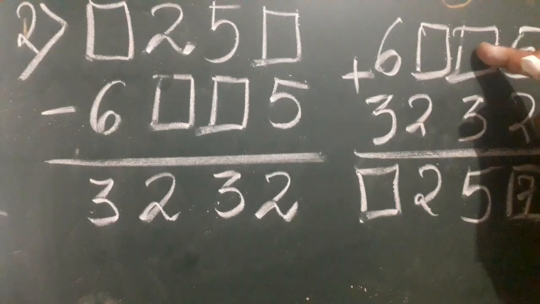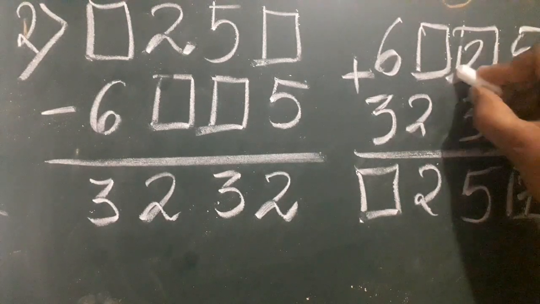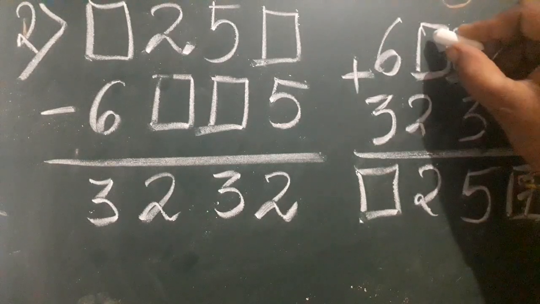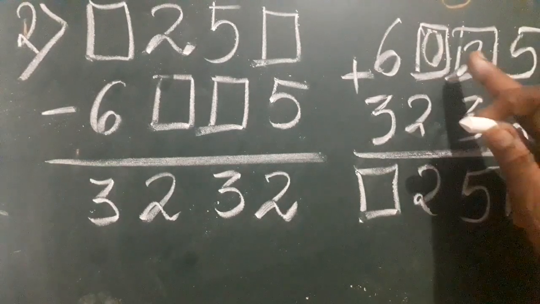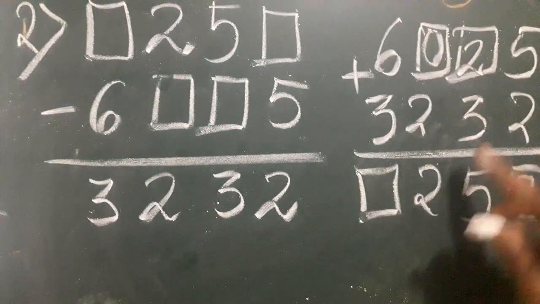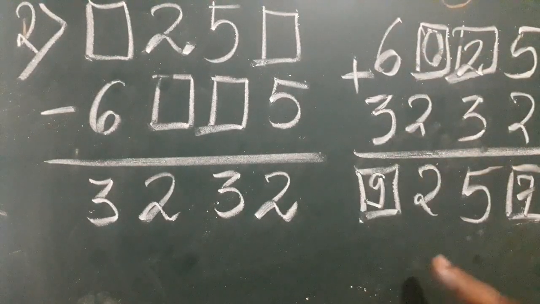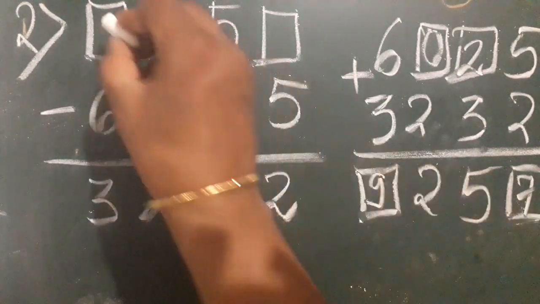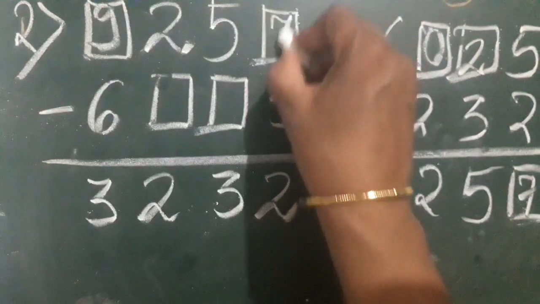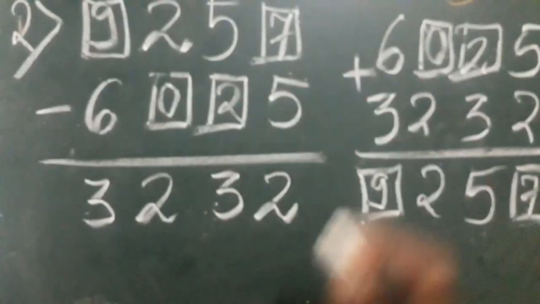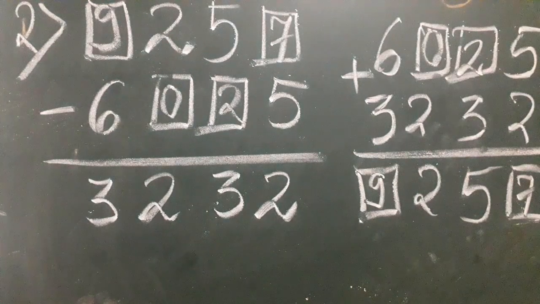3 plus which number is 5? So 3 plus 2 is 5. 2 plus which number is 2? So any number when added to 0 remains the same. So here this becomes 0, and 6 plus 3 is 9. Now fill up these boxes: 9, 2, 5, 7. So here 9, 2, 5, 7, then 6, 0, 2, 5, and you are through.